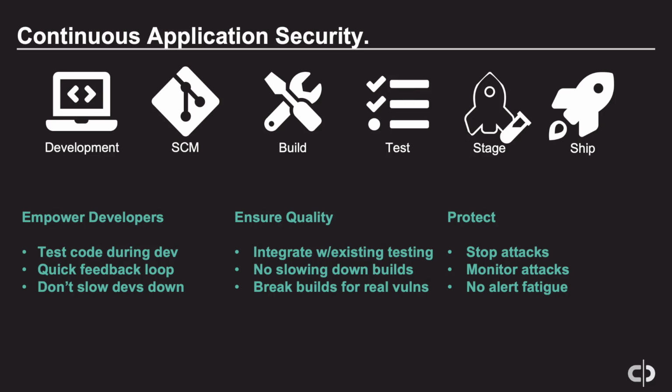So, continuous application security empowers developers to deal with security themselves. It easily integrates with QA to provide security coverage, and it provides protection in production. To recap, the current approach to AppSec through SAST and DAST is really outdated, and I think that continuous application security is needed to bring AppSec into the DevSecOps era.